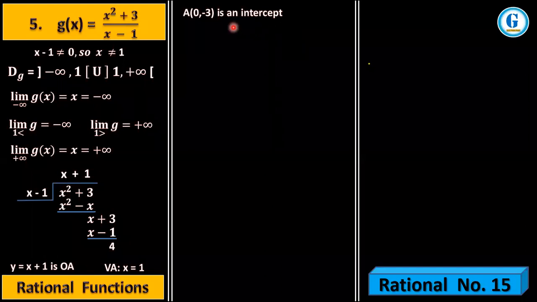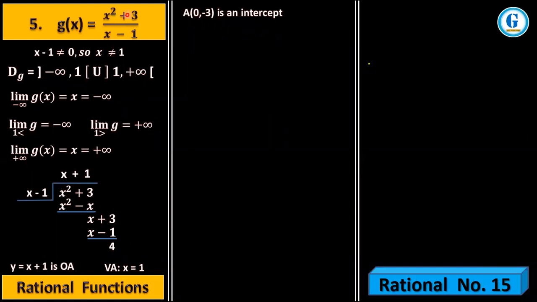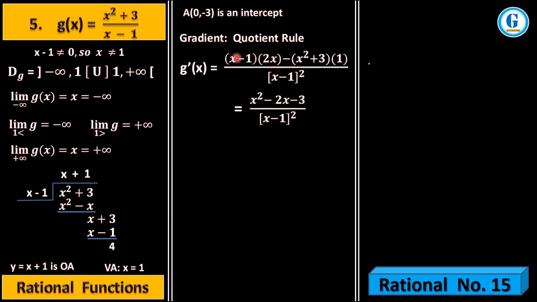For the intercepts, when x is equal to 0, we substitute here, and we're going to have y equal to minus 3. And if y is equal to 0, there are no values for x. So we just move to the gradient function. Since this is a quotient, we use the quotient rule: the bottom constant, we differentiate the top, we have 2x, minus the top constant, that is x squared plus 3, differentiate the bottom, we have 1, all this on the bottom squared. So this will be equal to x squared minus 2x minus 3 over the bottom squared when you simplify it.